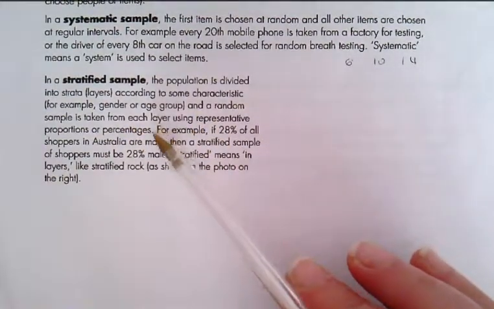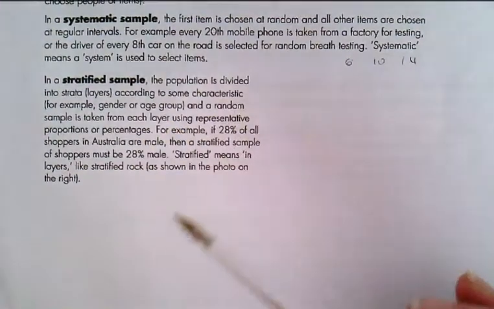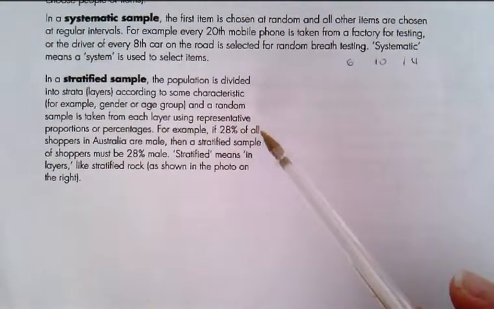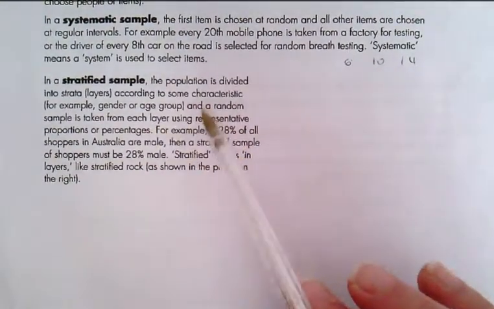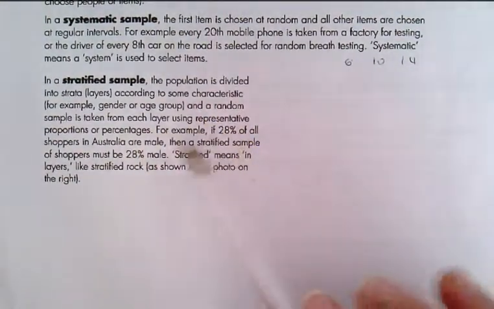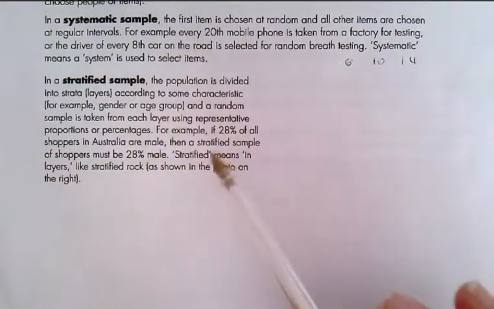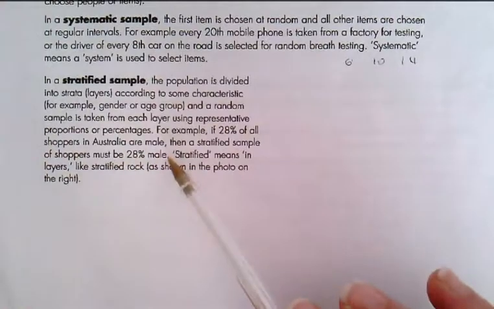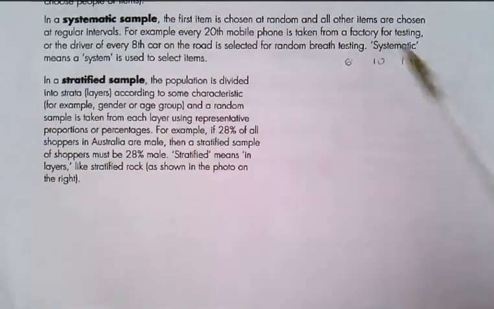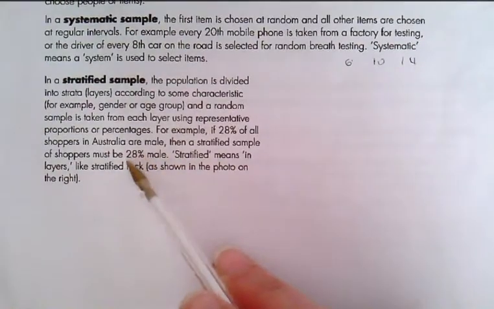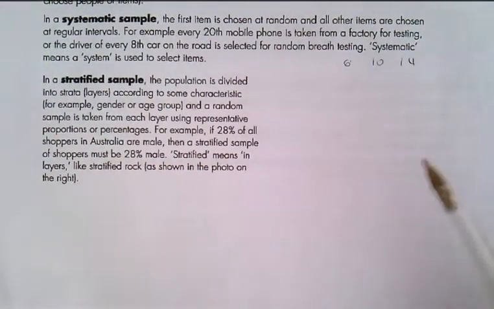Okay, let's say year 8 is the smallest group, we'd have fewer year 8s being chosen, but it has to be based on percentages or fractions of students of the whole in each year group. So, for example, if 28% of all shoppers in Australia are male, then if we want to take a sample of shoppers, then 28% of those shoppers must be male. And the other 72%, because 28 and 72 makes 100, would have to be female.